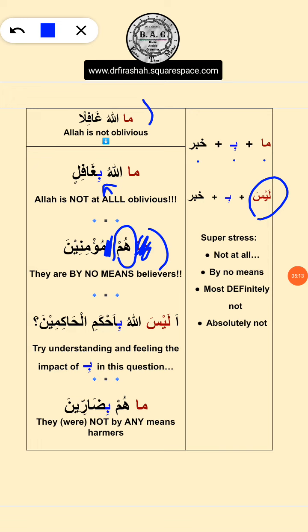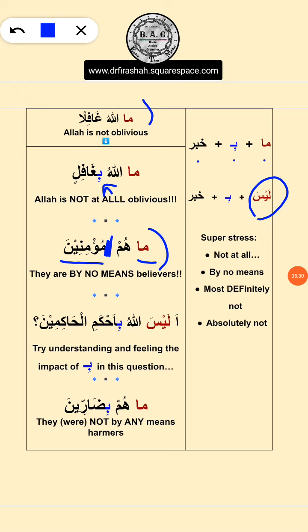Okay, now I want to make it negative. Okay, so what do I do? I add ma. What would this ma do? It is going to cause this mu'minuna to be in nasab form. So we have our nasab mu'minina here. Mahum mu'minina. Alright?